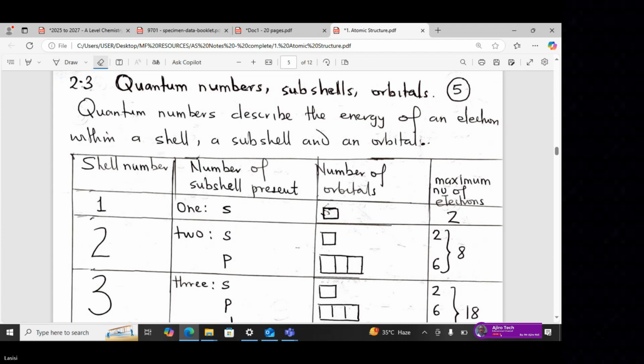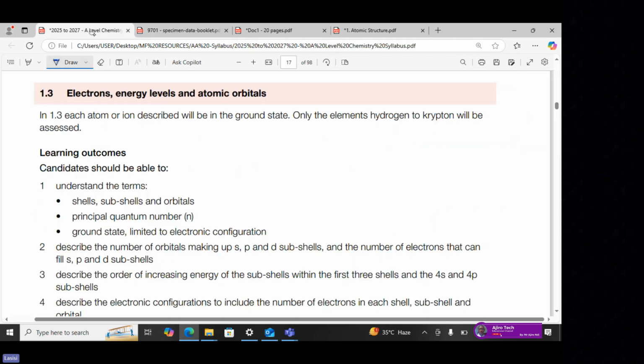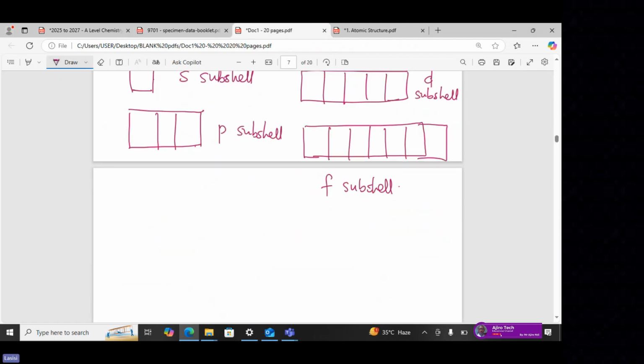Quantum numbers describe the energy of an electron within a shell, a subshell, and an orbital. When we say quantum numbers, there are many of them, but the only one you should know is the principal quantum number, which is the shell number. Principal quantum number means shell number.